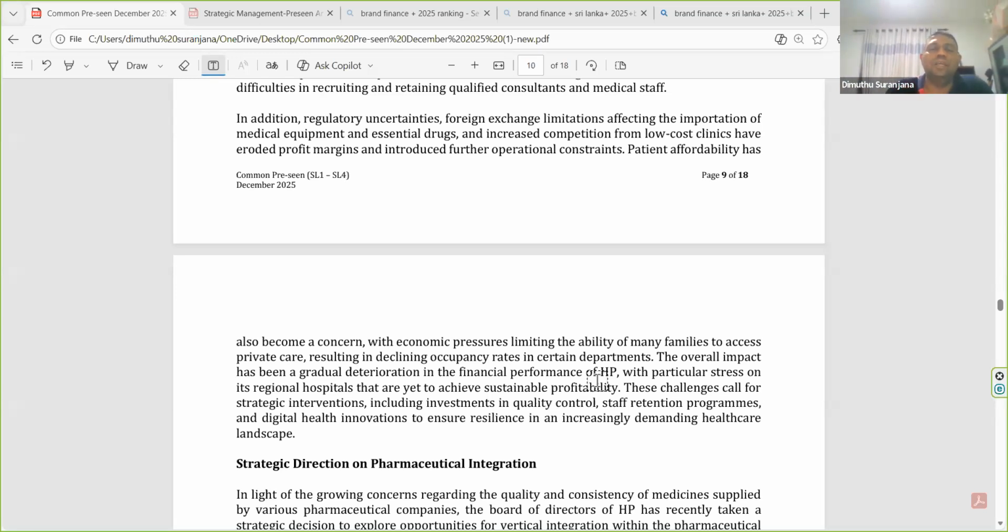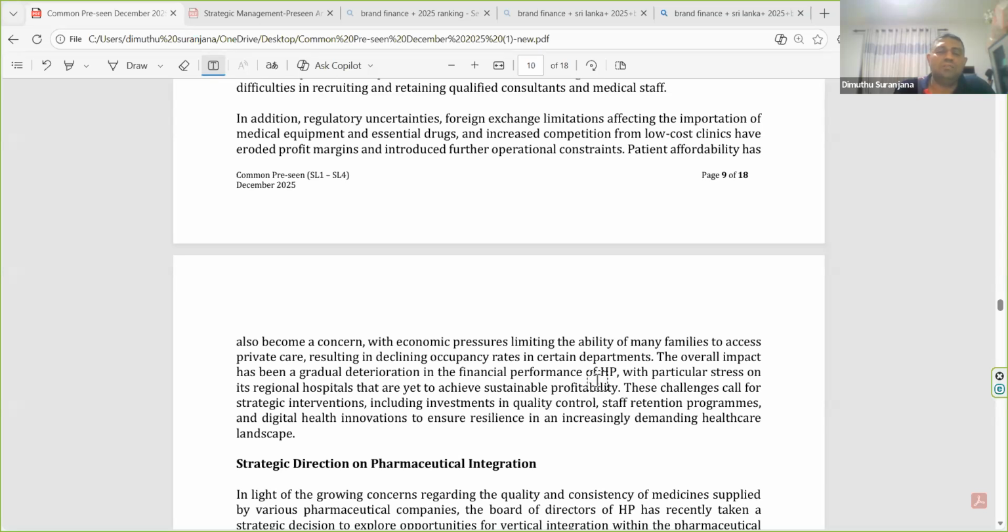Increased competition from low cost clinics has eroded profit margins and added further operational strain. There are some clinics that offer the service at a lower price. Right, so that has reduced the profit margin further. Patient affordability has also become a concern, with economic pressures limiting the ability of many families to access private care, resulting in decline in volume in certain departments. So you can't afford private care, right.